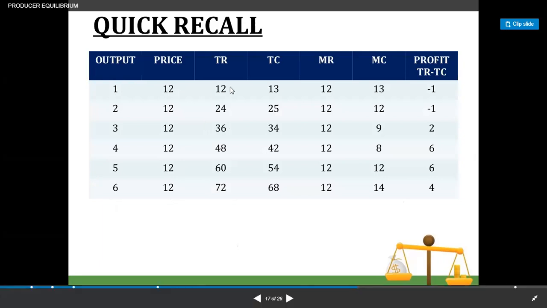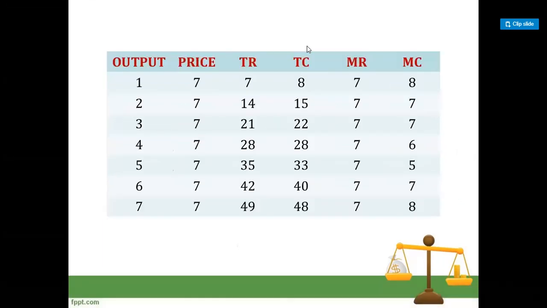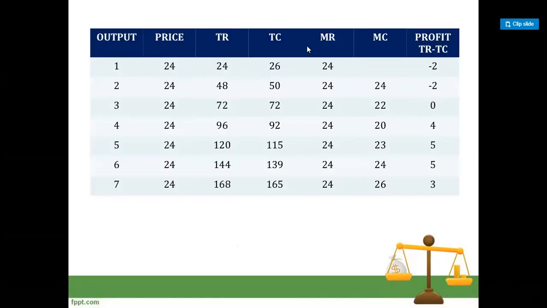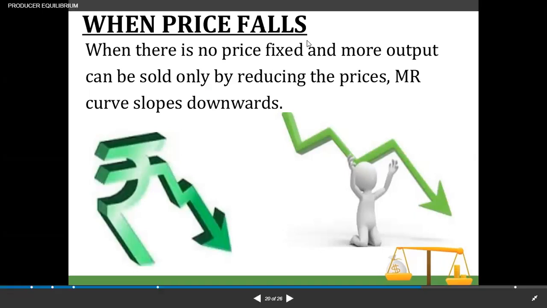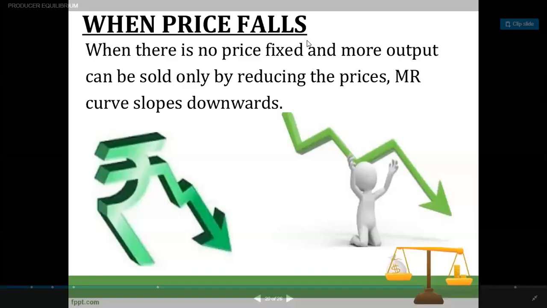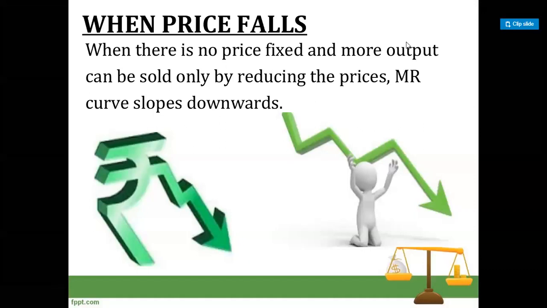Now the second example is given here for the same constant price. If the prices are constant, then what is the profit? Now we will discuss when the price falls. If the price falls, what happens? In this condition there is no fixed price, and more output can be sold only by reducing the price. The MR curve slopes downwards.